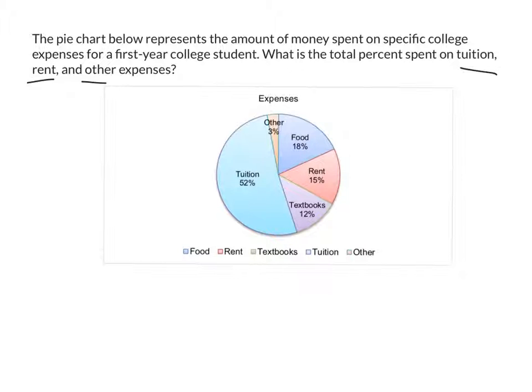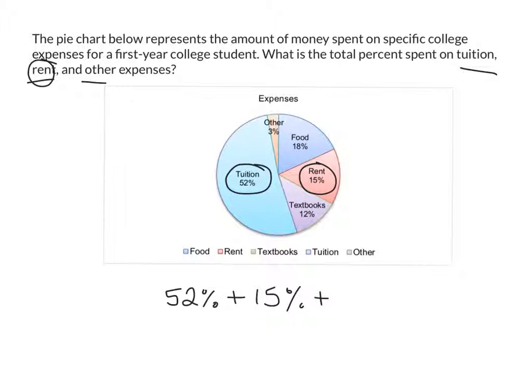So the percentage for tuition is 52%. The percentage for rent is 15%. And the percentage of other is 3%. So to find the total, I'll just add 52 plus 15 plus 3, and we get 70. So our answer for the total percent spent on tuition, rent, and other is 70%.